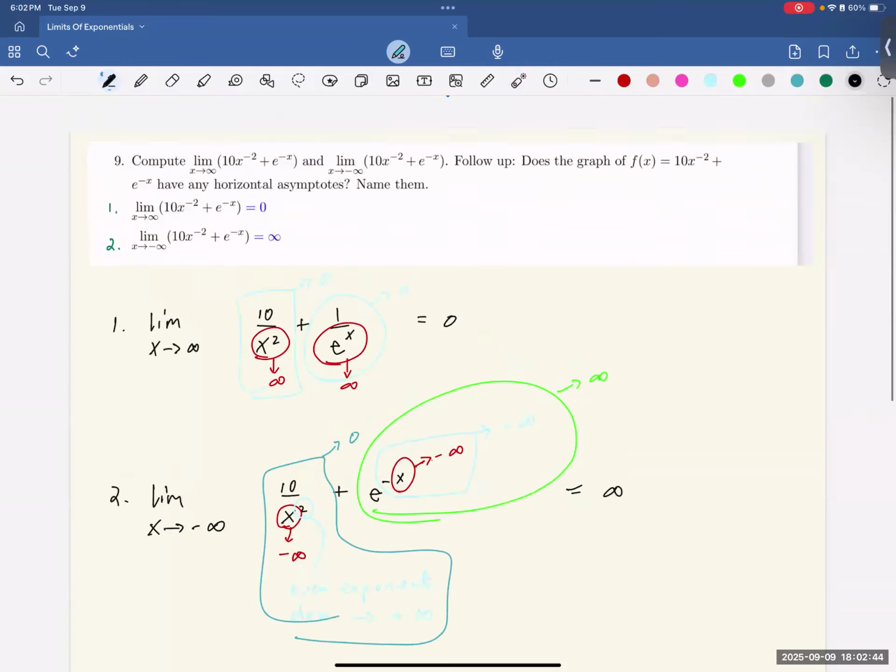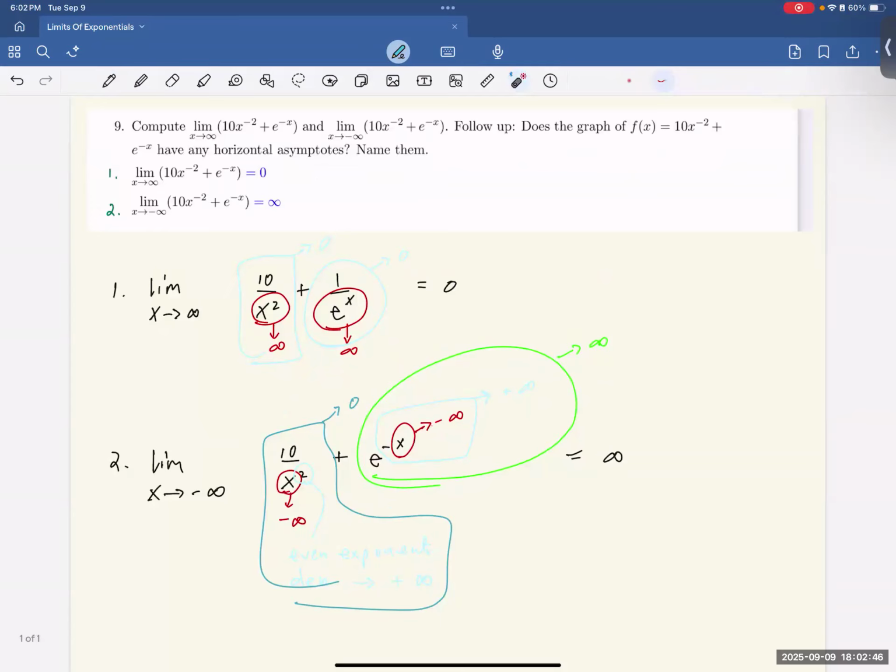Okay, so now it's asking you one last question. It's asking you, does the graph have any horizontal asymptotes? To answer that question, you need two limits, a limit going to positive infinity and negative, and you're looking to see if either limit at infinity is a value, and this one is. So y equals 0 is a horizontal asymptote, and it's the only one. So it's the horizontal asymptote.